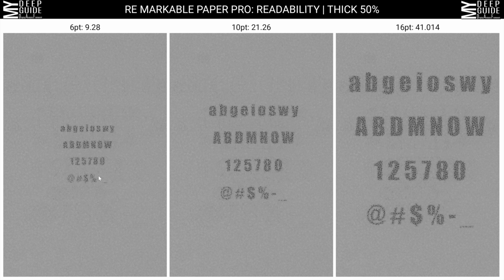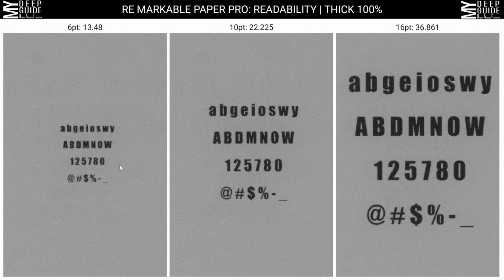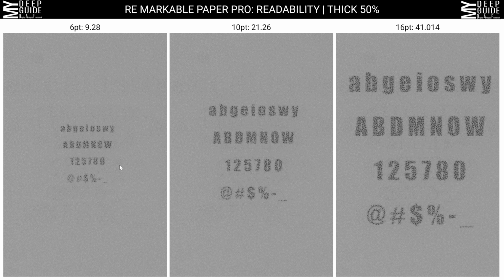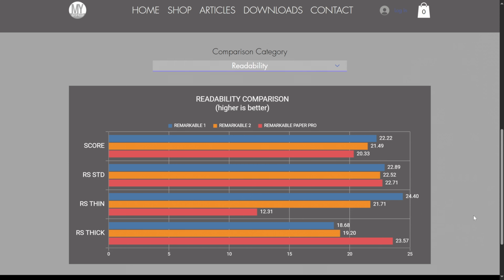But for now, yeah, you can recognize, you can guess the letters, but I'm not 100% satisfied with those results. But still, it's very, very interesting. I did not expect to see that the transparency is handled that way on the Remarkable Paper Pro. So how do the final readability results look for Remarkable 1 as blue, Remarkable 2 as orange, and Remarkable Paper Pro as red? And basically, in standard, they were all fairly similar scoring.